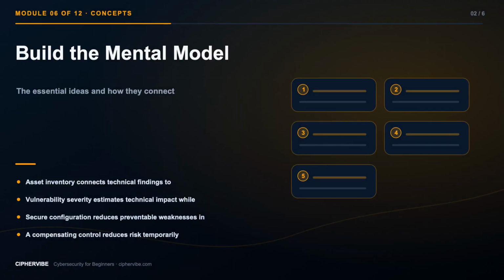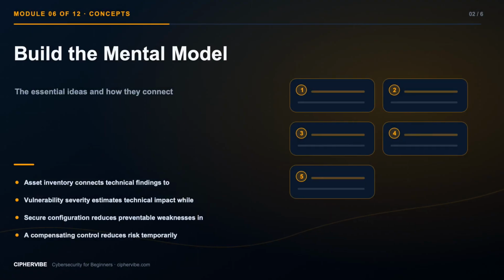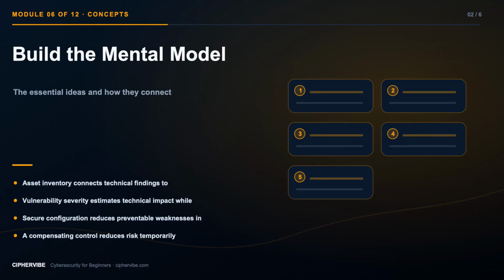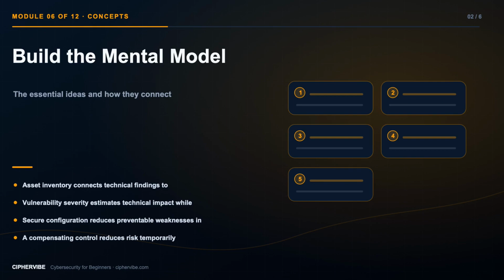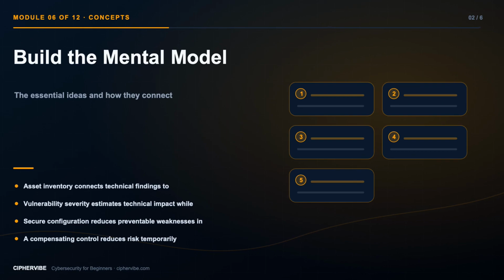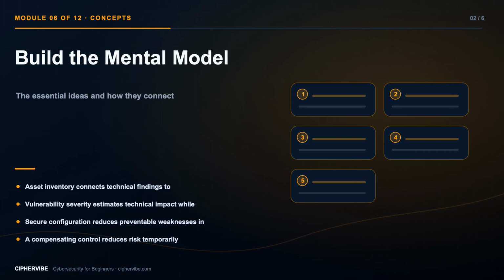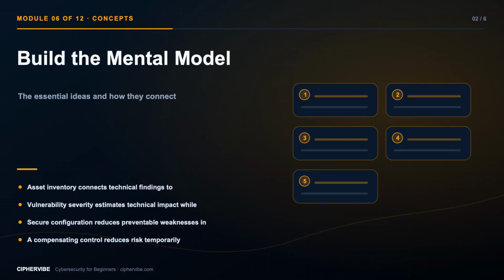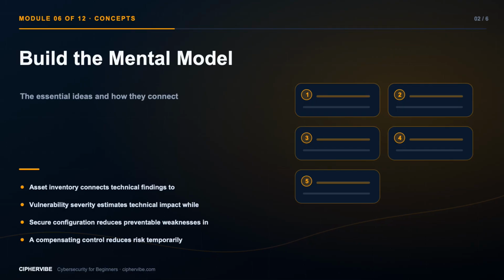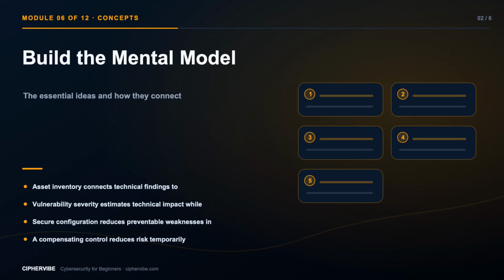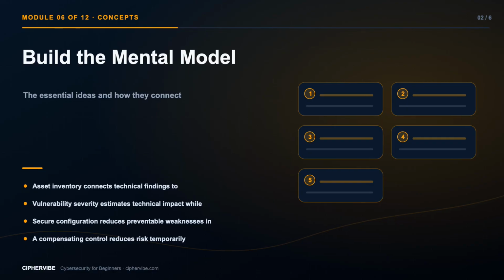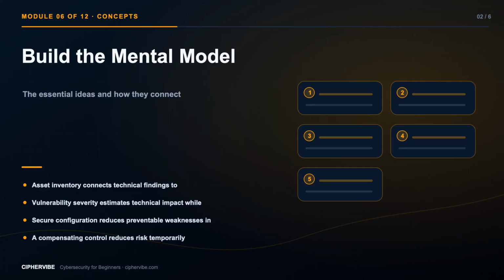Start with 4 concepts that provide the vocabulary for vulnerabilities, patching, and configuration. First, asset inventory connects technical findings to ownership, environment, exposure, data, and business importance. Second, vulnerability severity estimates technical impact, while priority also considers reachability, exploitation, privilege, and controls.